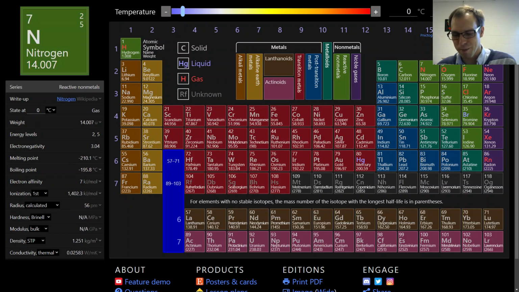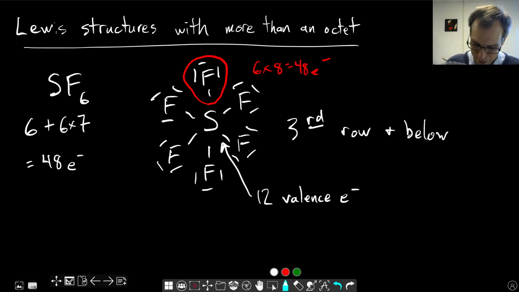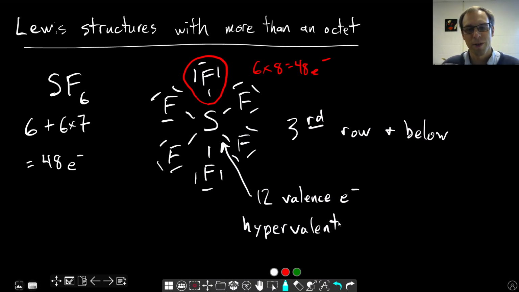And same thing with some of these other elements. They will form what we call hypervalent compounds. That's sometimes the term used for having more than an octet. They're called hypervalent molecules. So this is one example, sulfur hexafluoride. Sulfur being in that third row of the periodic table, this is an example of a compound that can do this. Let's look at some other ones.